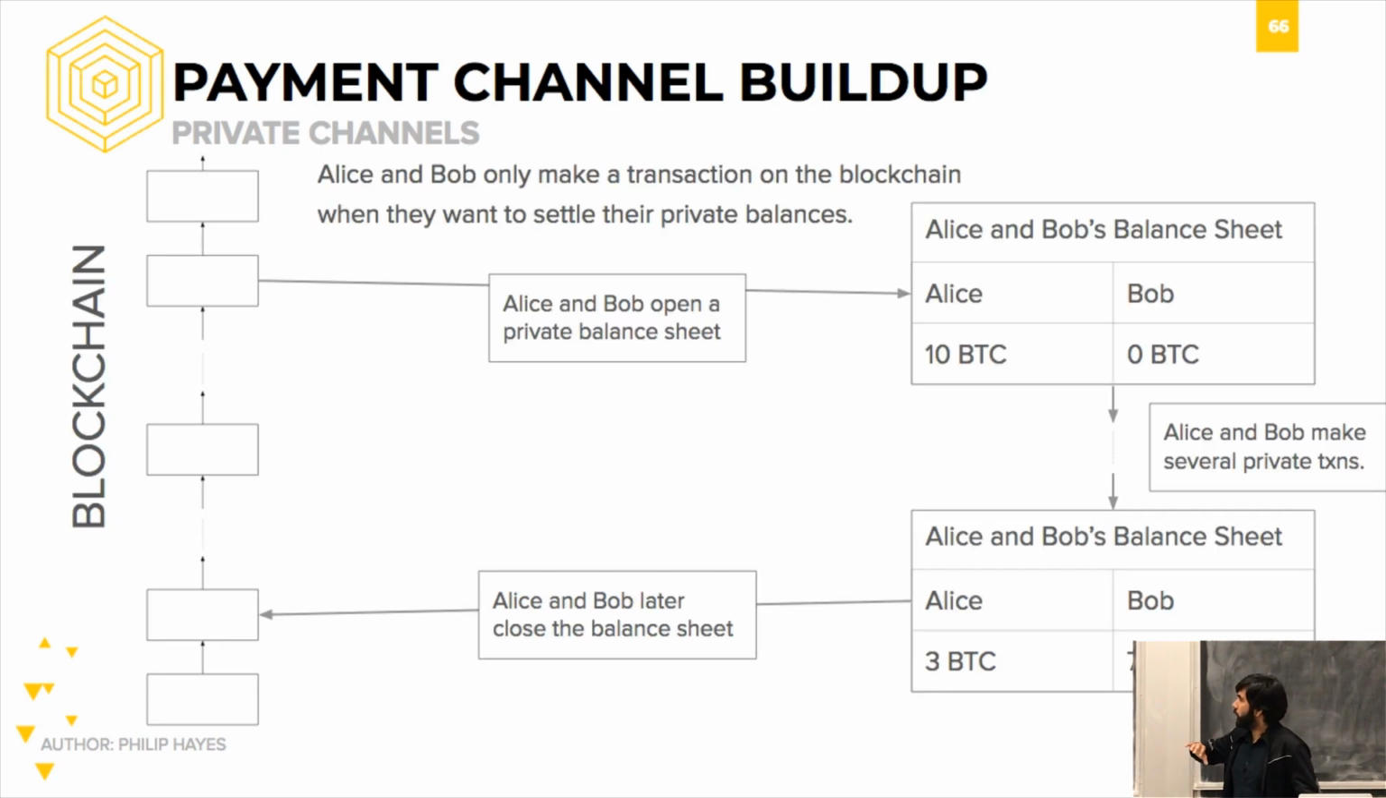So the way it would look is that there's some funding transaction somewhere in the blockchain. Alice and Bob will privately exchange Bitcoin, and then once they're done, whether it be after some time period or whenever they choose, they then close the balance sheet. Great. Hopefully this is pretty straightforward. Are there any questions so far?